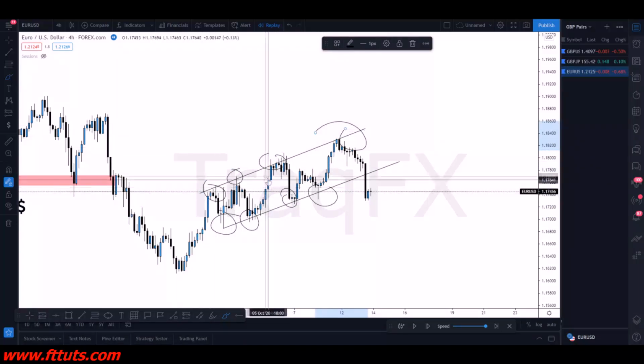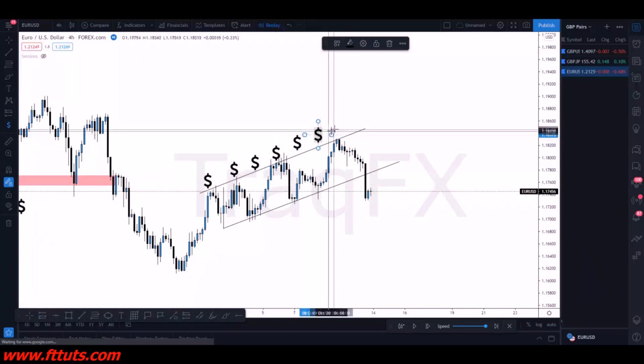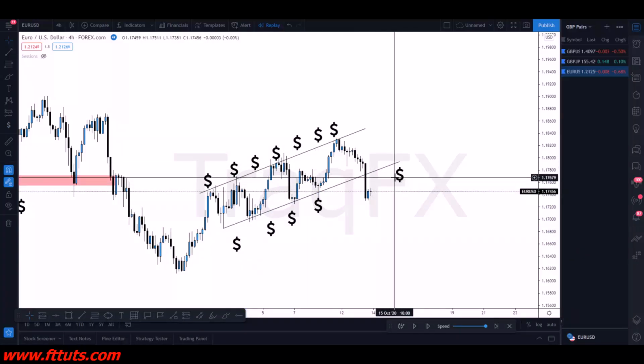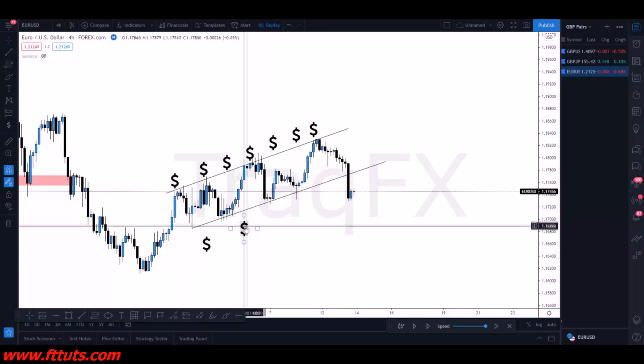Now these are obvious levels that retail traders are thinking about selling and buying at, and at this point there's just money resting all over the market. Now we've seen that price broke below, right? And it's clearly taking money off this bull flag pattern.